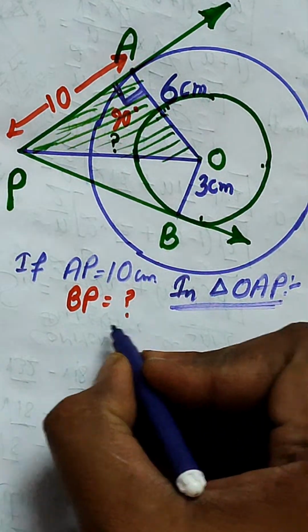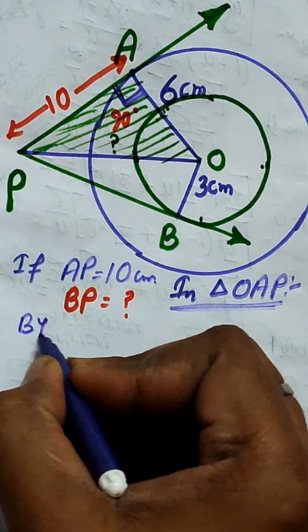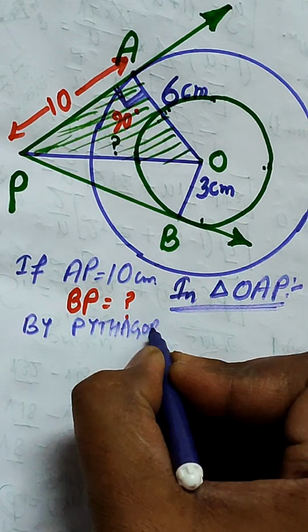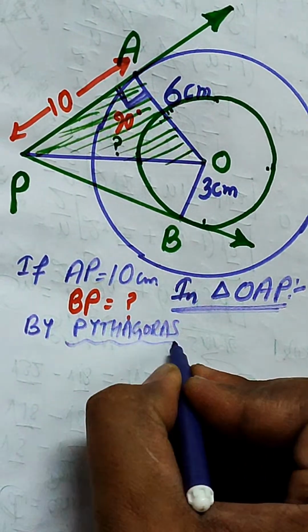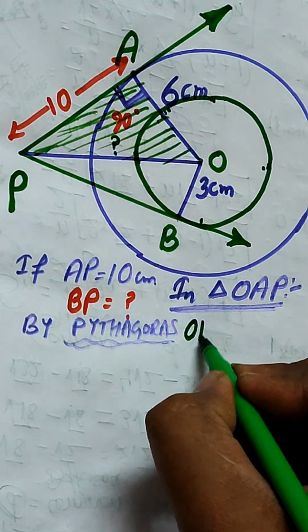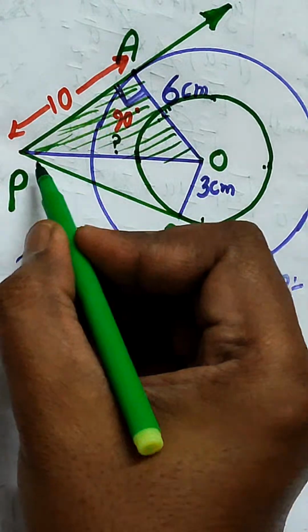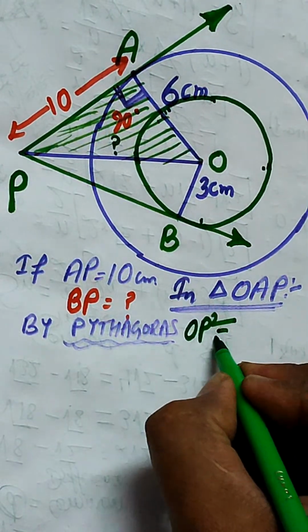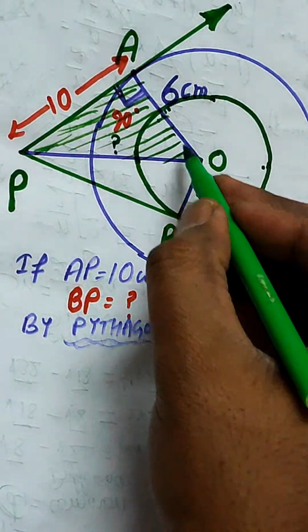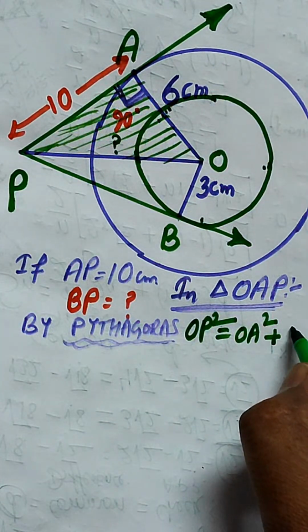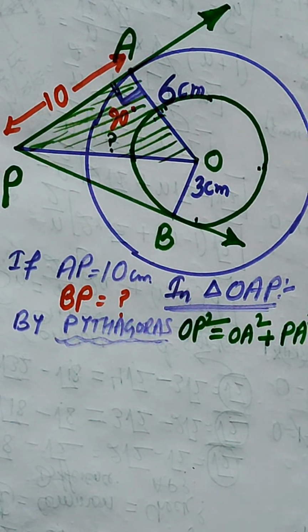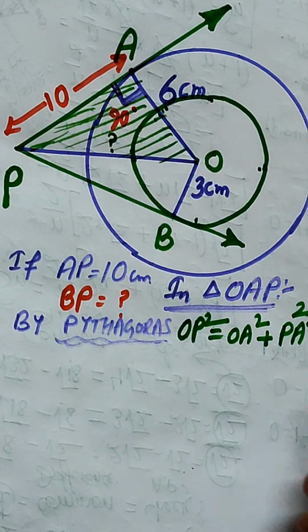So we can write, by Pythagoras theorem, OP square, that means the hypotenuse square, is equal to OA square plus PA square, isn't it?